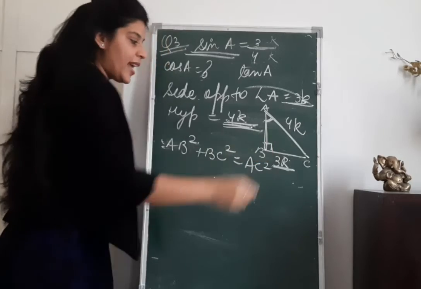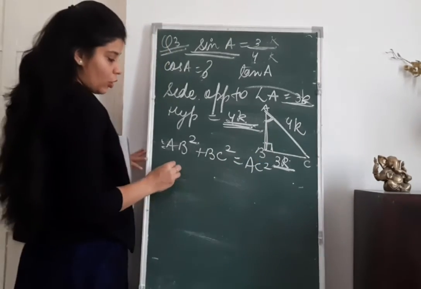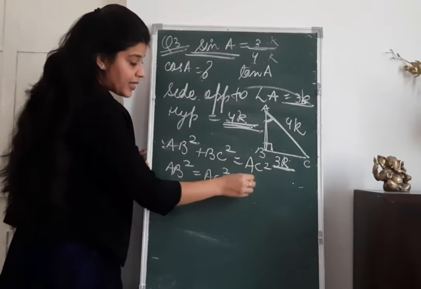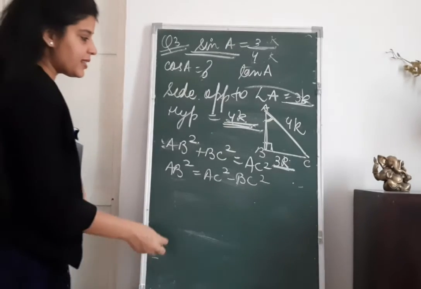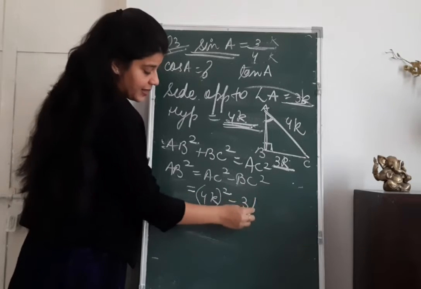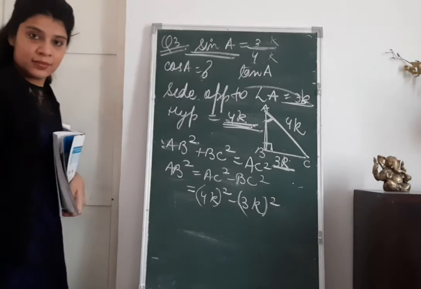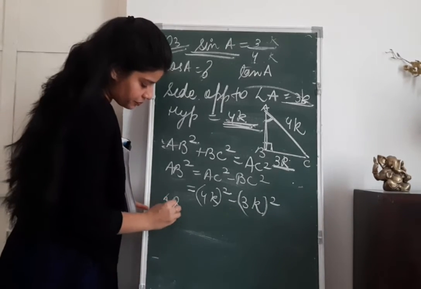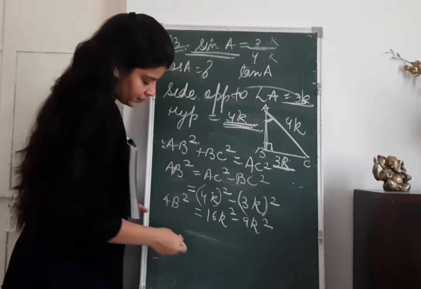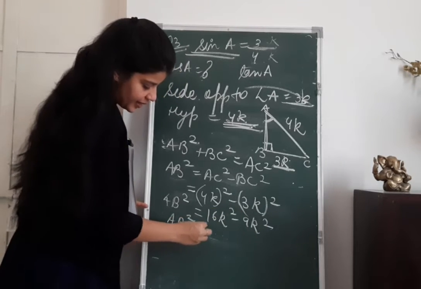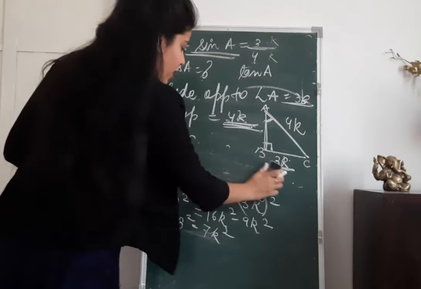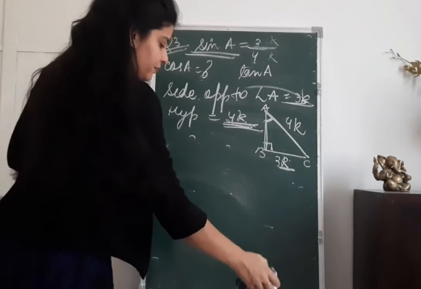And I can now find AB also, right? So AB square will be AC square minus BC square. Can I say this? That will be AC is 4k whole square minus BC is 3k whole square. That gives me AB square as 16k square minus 9k square. That gives me AB square as 7k square, right? So I have got AB square as 7k square.